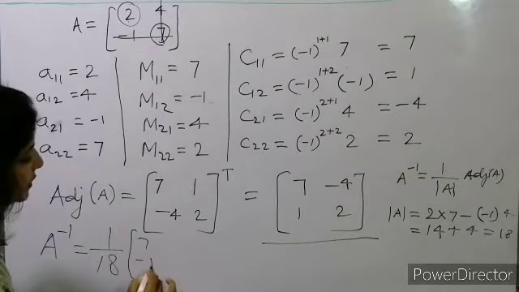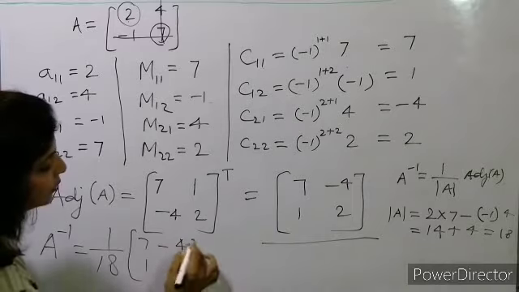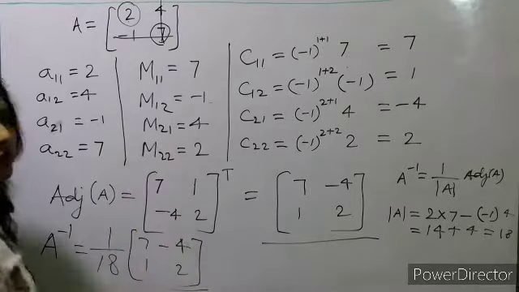That means 7, 1, minus 4 and 2. So this way we can find out the inverse of A. This is a very simple method. Okay, it will not take much time. Just you need to understand what is minor, how to find out minor and how to find out cofactors.